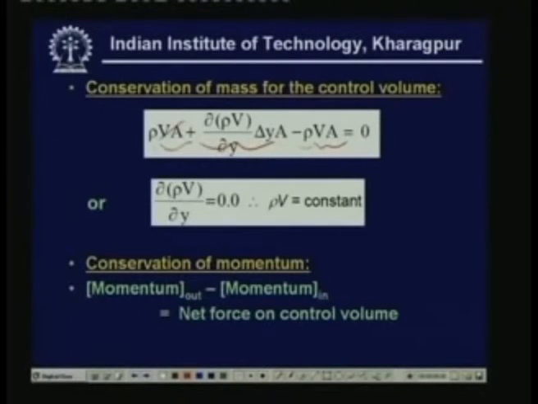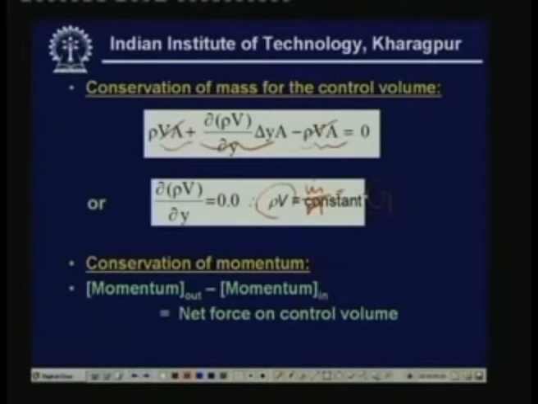So this term gets cancelled, and finally you find that dou rho V by dou y is equal to 0, and that means rho V is constant. Rho V is nothing but mass flow rate divided by area, and this is equal to what is known as the mass velocity G. So finally, the conservation of mass states that the mass velocity G through the capillary tube remains constant.